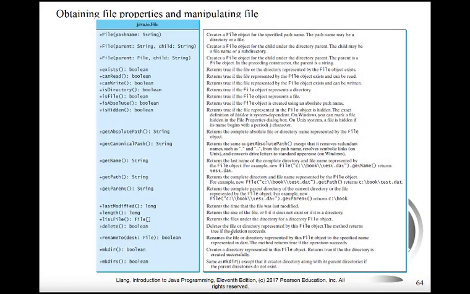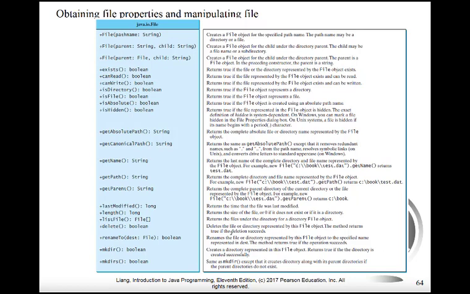Here we see a UML diagram for the File object. This File object does not give us the ability to actually open and close files and read from them and write to them, but rather it's just used for obtaining file properties and manipulating the file. So we will need to use it, but we will need some additional objects to actually open a file and write to it and read from it.